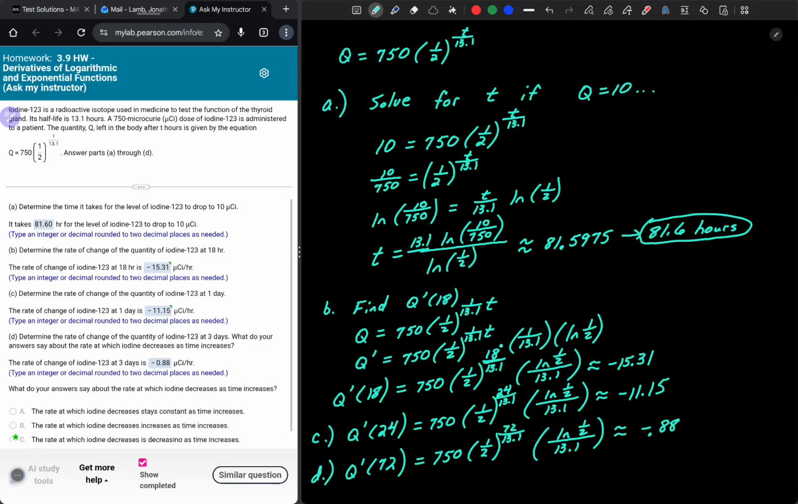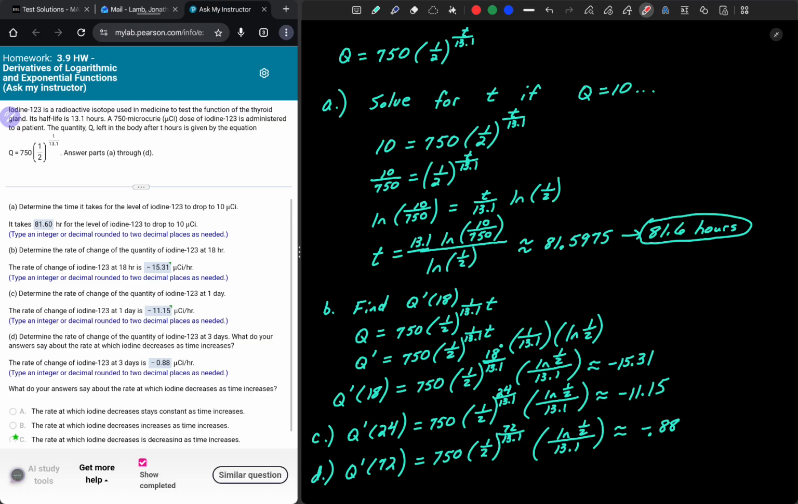Let's look at this application problem in the logarithmic and exponential functions derivative section. In this one, we have a quantity of iodine that's in the body t hours after it's given. And the quantity is the equation, in this case, 750 times the exponential function, base 1/2, raised to the time that it's in the bloodstream divided by 13.1 power. Okay, so I went ahead and wrote down my exponential function over here that represents the quantity.